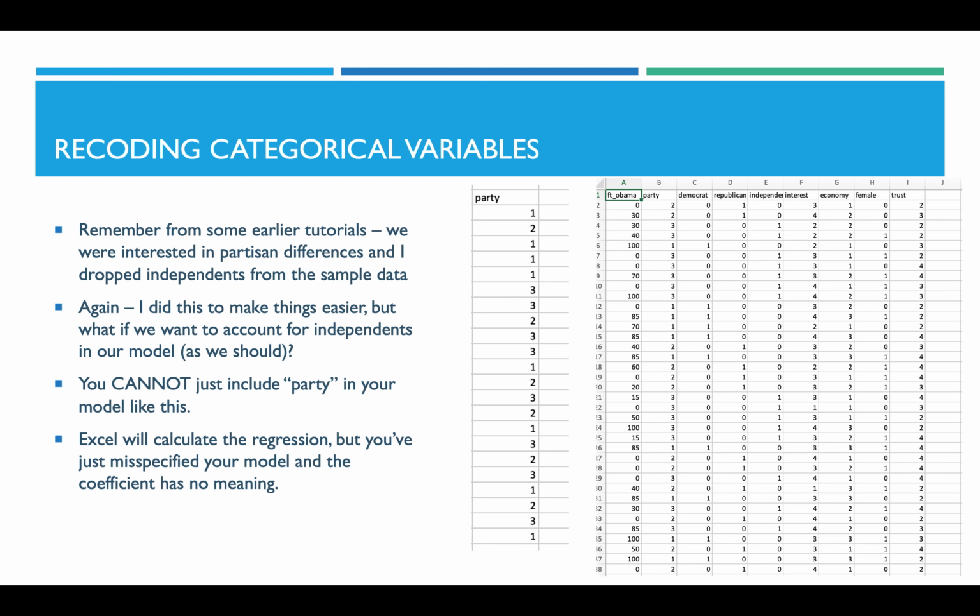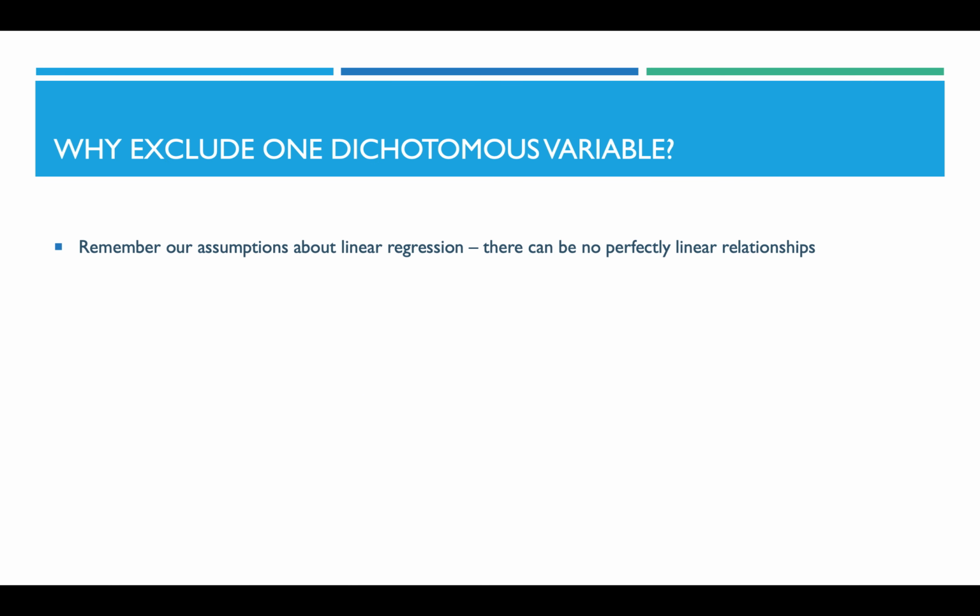And for Democrat, I've coded them as 0. For Republican, I've coded them as 1. And for Independent, I've coded them as 0. If we look a little further down, we might see on line 17, this person indicated 1. They're a Democrat. So in the Democrat column, they get a 1, and then they get a 0 in the Republican and the Independent columns.